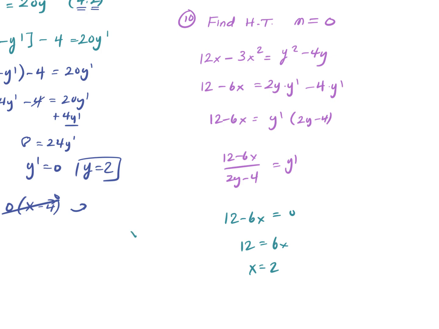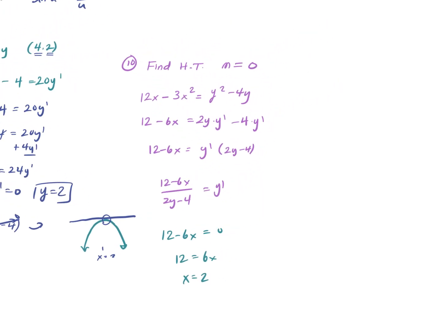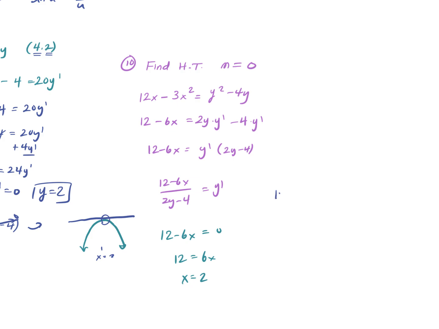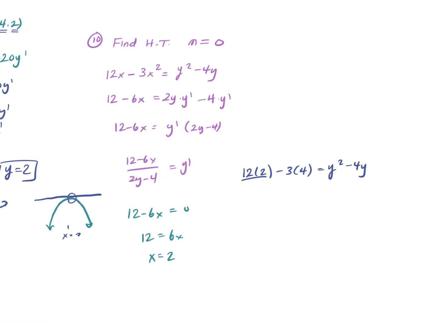So that would be like on a graph. You have a horizontal tangent line. So that's when the slope is 0. It's saying that it's at x equals 2. We need to find the height to it. So to find the height, you have to plug back in. We have to get a coordinate. So I'm going to go back to the original function. So it's 12 times 2 minus 3 times 4 equals y squared minus 4y. That's going to allow us to solve for y. So 24 minus 12 is 12 equals y squared minus 4y.